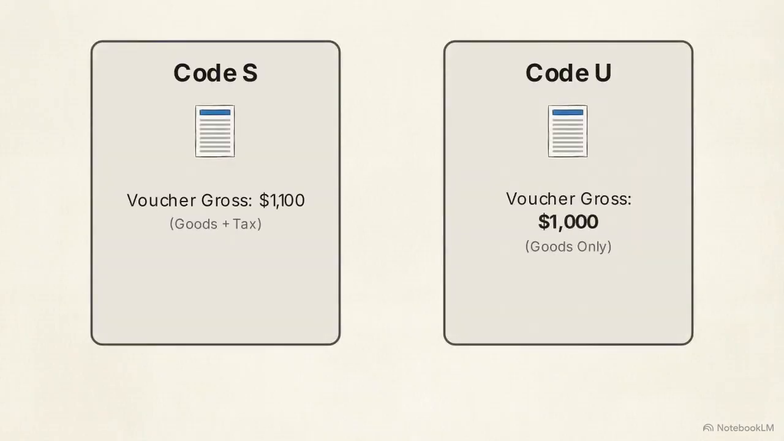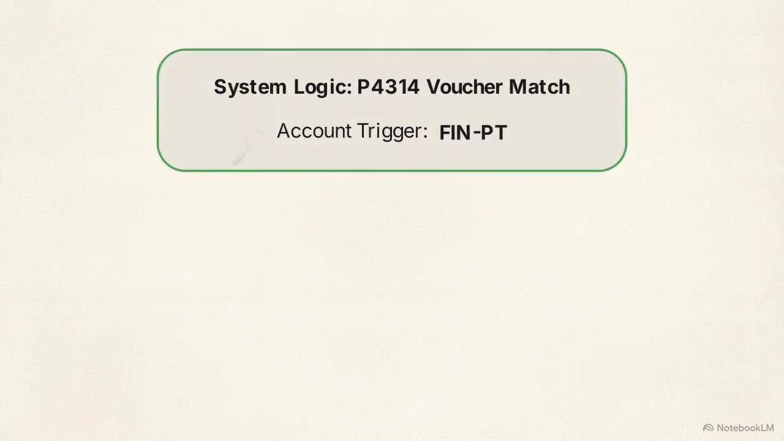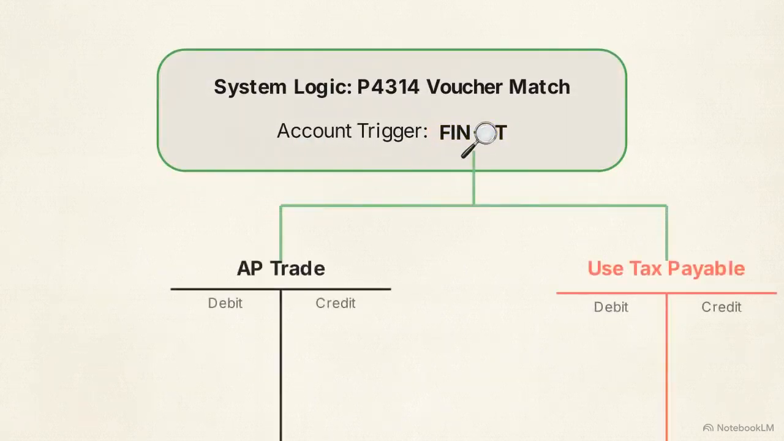The critical divergence occurs during the voucher match phase. Code U explicitly blocks the $100 tax from being included in the gross voucher amount. The supplier is only billed for the $1,000 cost of the goods. This instruction dictates where to route the cordoned-off tax. FinPT splits the liability. AP Trade receives a credit of only $1,000. Simultaneously, the system generates a separate credit of $100 to a dedicated use tax payable account.